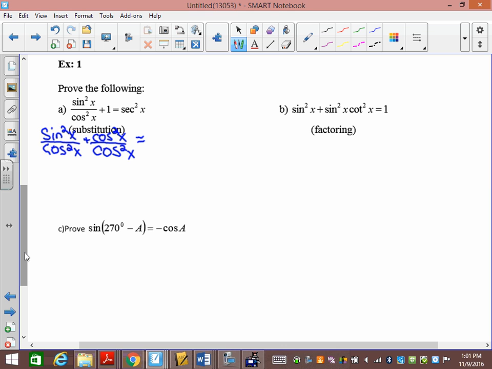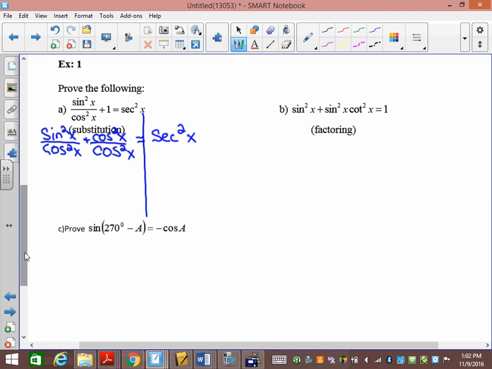equals secant squared x. I like putting my little line through it, like it's an electric fence, can't cross over. What I like doing is turning secant squared x into 1 over cos squared x myself, but you can leave it as a secant if you want. It doesn't matter. Or you can write it as 1 over cos squared x, because that's what it is.